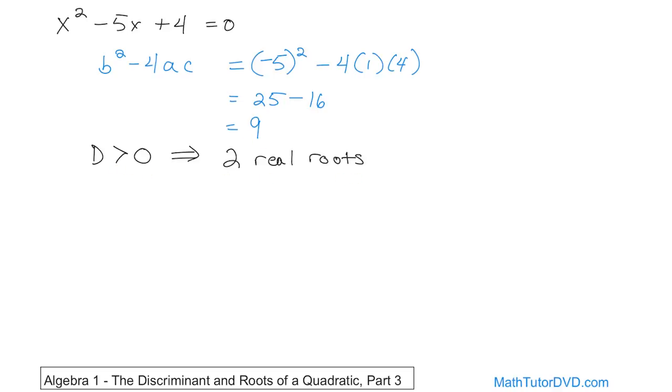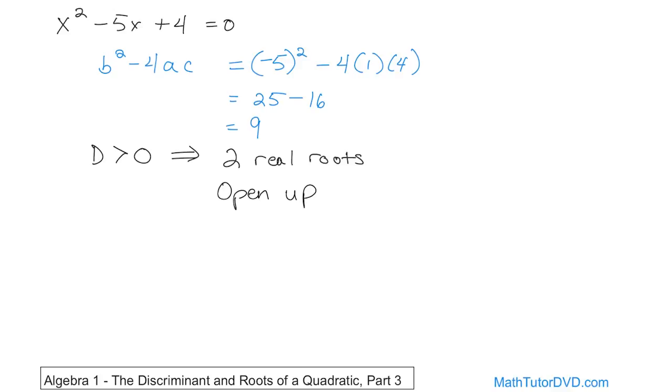If you forget why positive answers like this give us 2 real roots, just think about it. The quadratic formula is negative b plus or minus the square root of b squared minus 4ac over 2a. So if you get the square root of 9 there, you're going to have a plus or minus, which is going to give you 2 distinct answers, 2 distinct real roots.